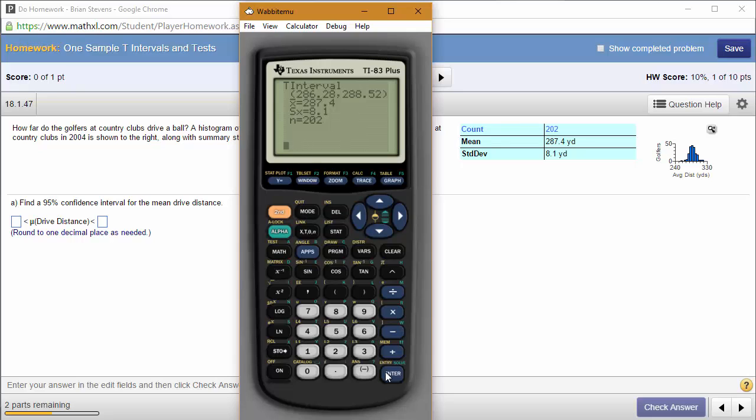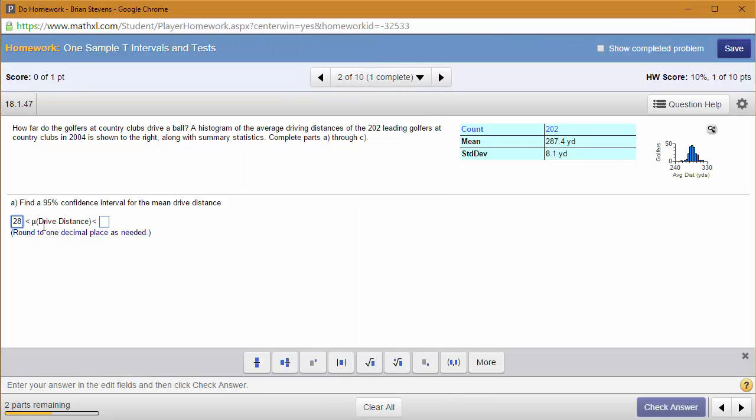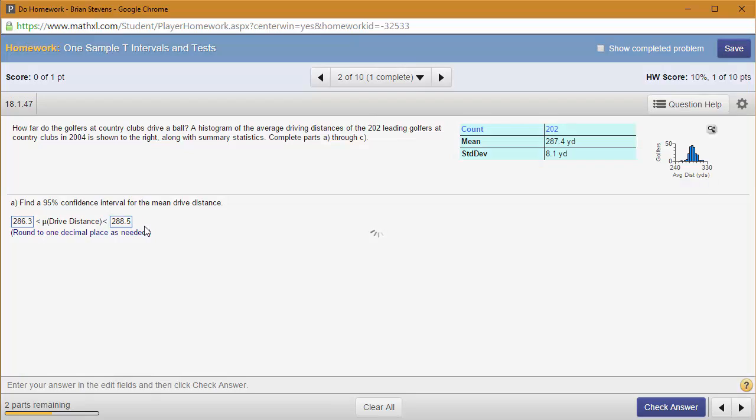286.3, as I said, and 288.5. So let's see here, 286.3, and I think 288.5. Sometimes the hardest thing is remembering the numbers. There we are. That is our confidence interval.